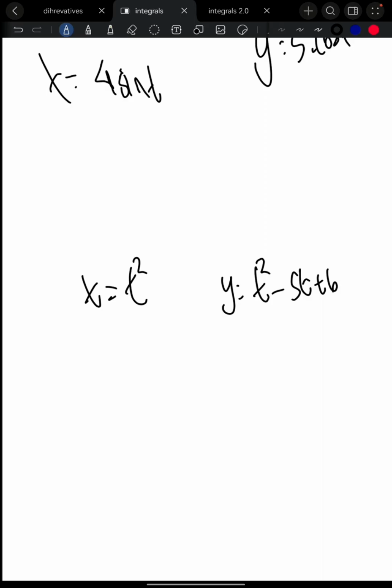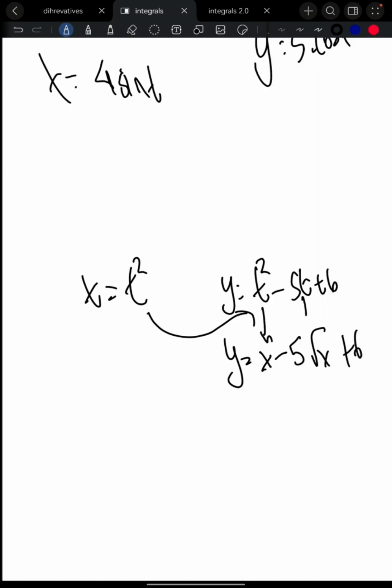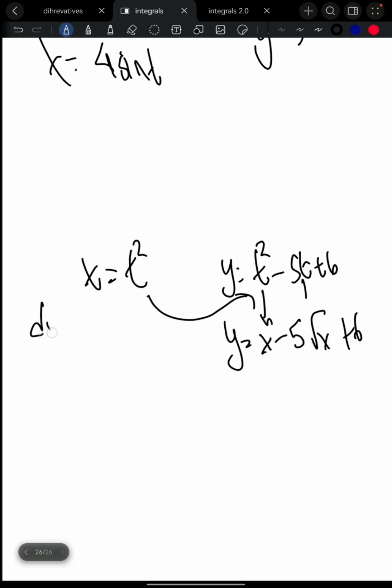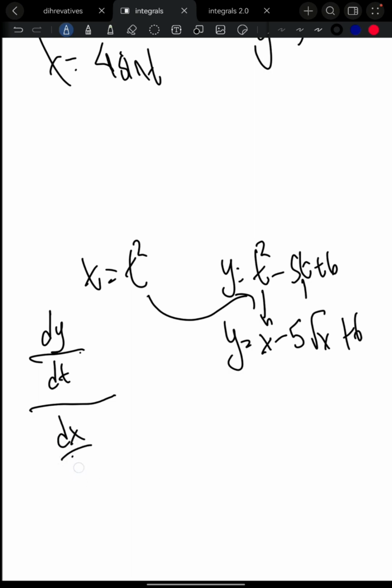Now you could do one method, and that is just sub in t in here. It's kind of like an elimination, right? So you can write y is equal to, t squared is just x, minus 5 root of x plus 6. Then you find dy by dx by power rule and stuff like that. Or you can find dy over dt, and then you divide this by dx over dt, and if you do this, these cancel out, so you get dy over dx.